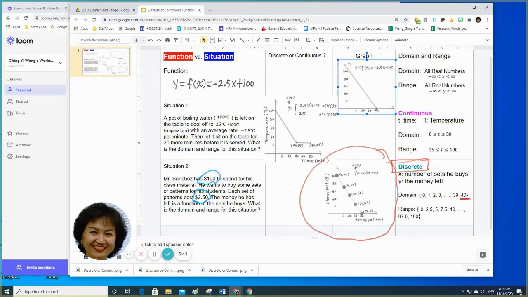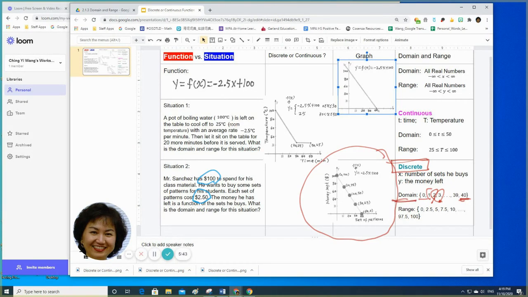But he cannot buy 1.5 sets. He cannot buy 6.5 sets. He cannot buy 2.3 sets. So it has to be either no sets, 0, or 1, or 2, or 3, all the way till 40. They are all integers. That's our domain.